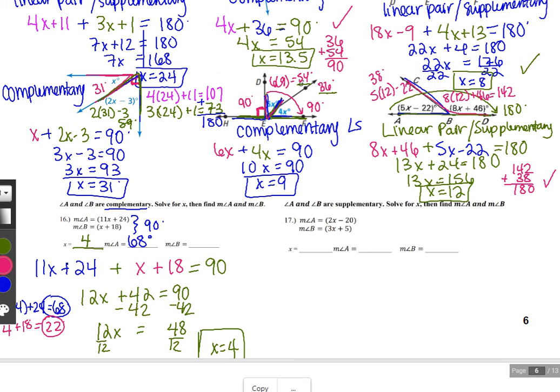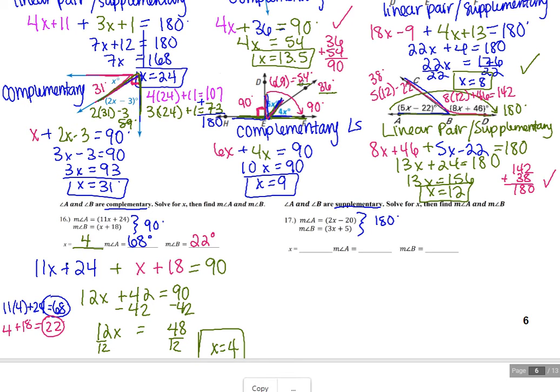Alright, and then the next one works very similarly. So we don't have diagrams, but it tells us something important. So angle A and angle B are supplementary. So we know that these, when added together, should equal 180 degrees. Alright, so we'll go ahead and set up our equation.